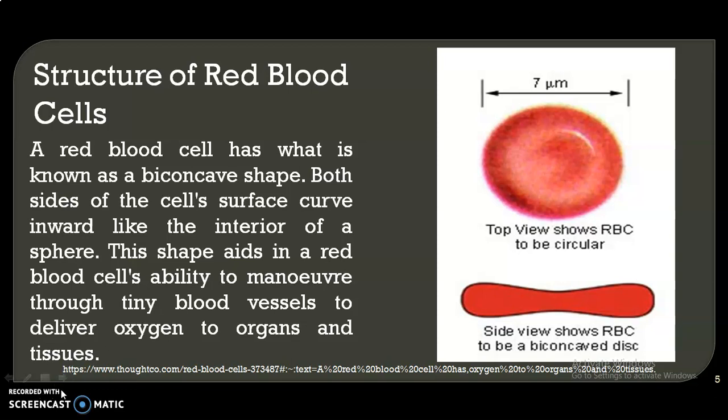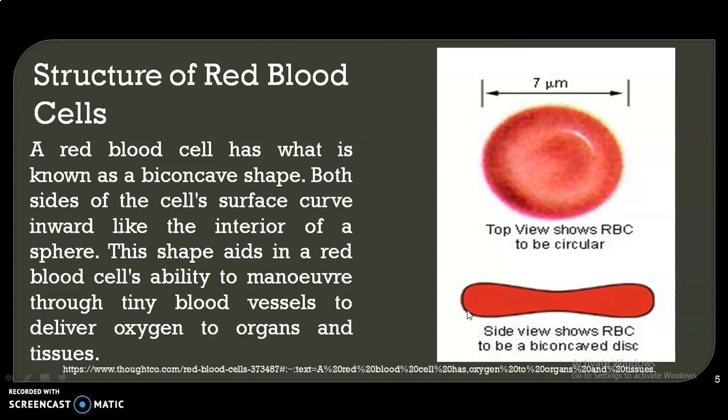What is the structure of red blood cells? A red blood cell has what is known as a biconcave shape. B-I-C-O-N-C-A-V-E, biconcave shape. Now let us look at the biconcave shape in the image inserted here. Look at the image given below.